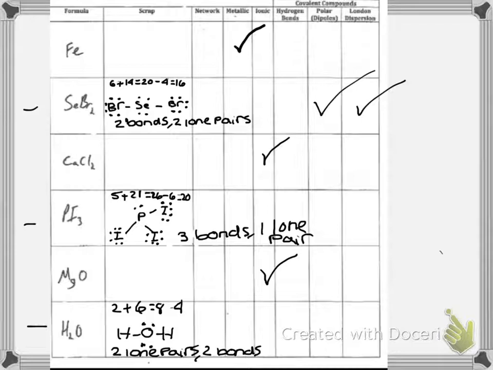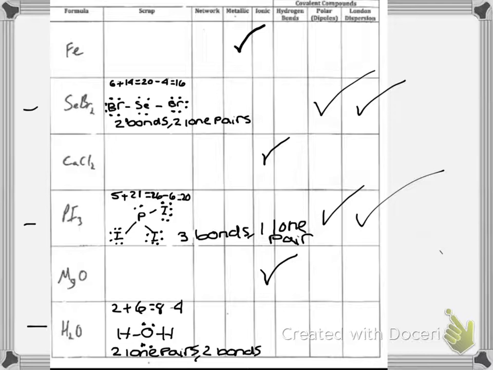Next, we have PI3, and this is also London because all covalents are London. And in addition, this is three bonds and one lone pair, so it's trigonal pyramid. And since it has one lone pair, it's also asymmetric, so this would also be polar.